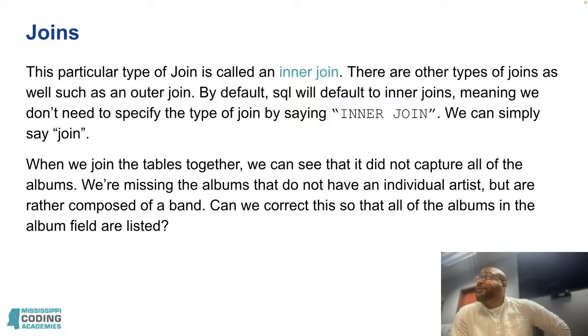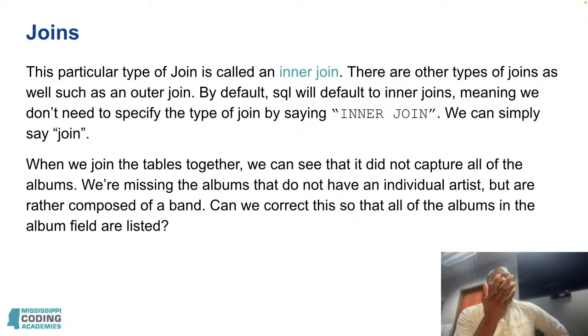So let's move right along. We can see that this particular type of join is called an inner join. There are other types of joins as well, such as an outer join and left outer join, and all of that kind of stuff. By default, SQL will default to inner joins, meaning that we don't have to specify the type of join by saying inner join. So if we just say join, SQL is going to understand that to be an inner join.